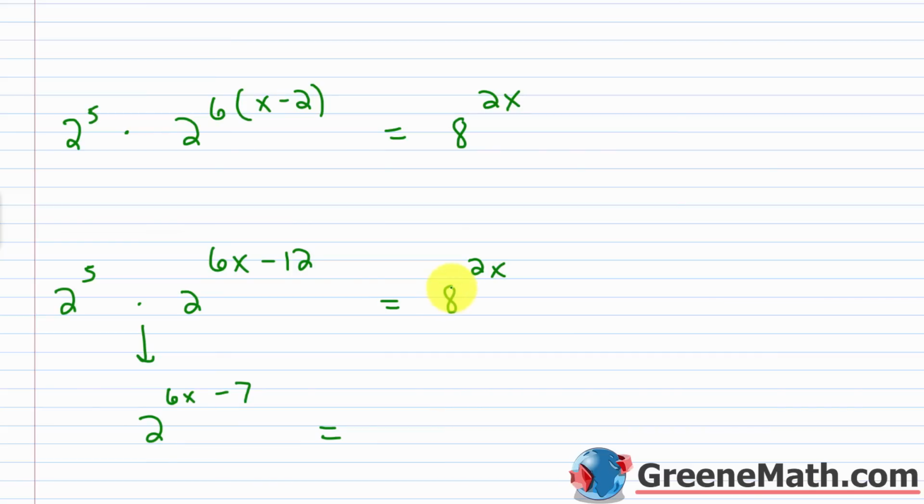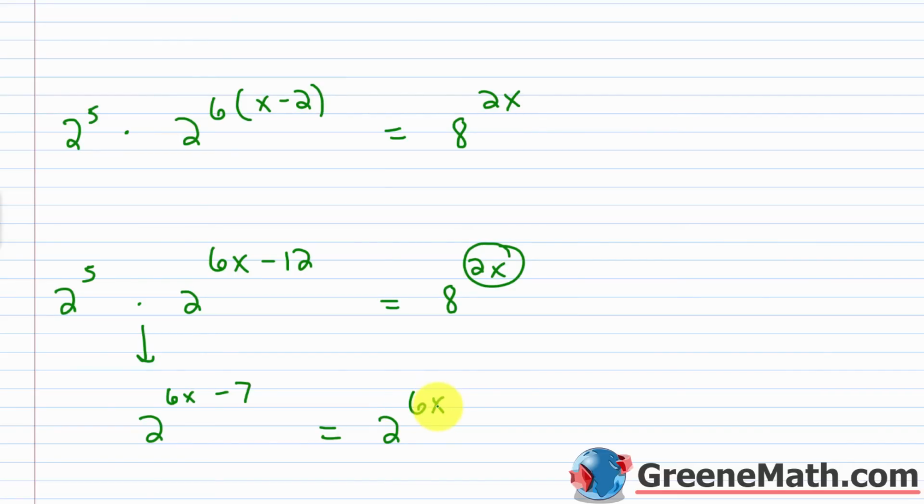how can I write 8 as having a common base of 2? Well, 8 is 2 cubed, so I could say this is 2 raised to the power of 3, and that 3 would multiply this 2x, right, that exponent. So 3 times 2x would be 6x, so this would be 2 to the power of 6x.